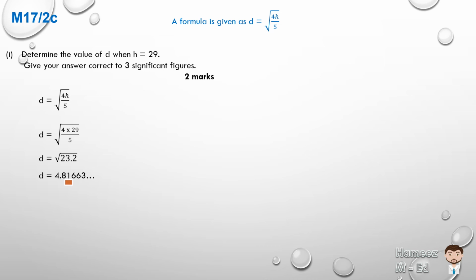But notice something. We need to look at the number after it to recognize whether or not we need to keep the 1 as is or to round it up to 4.82. And since the number after is 5 or more, it's 6, then we need to move it from 4.81, it's closer to 4.82. And for part 2, the last part of the question, make h the subject of the formula.